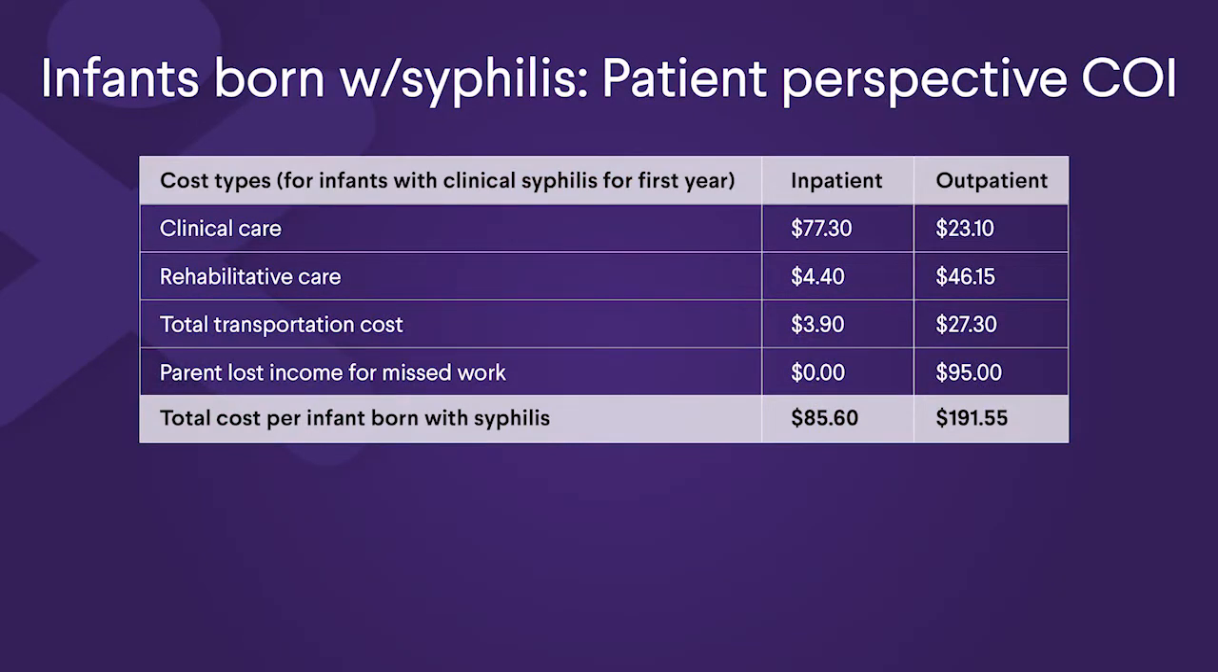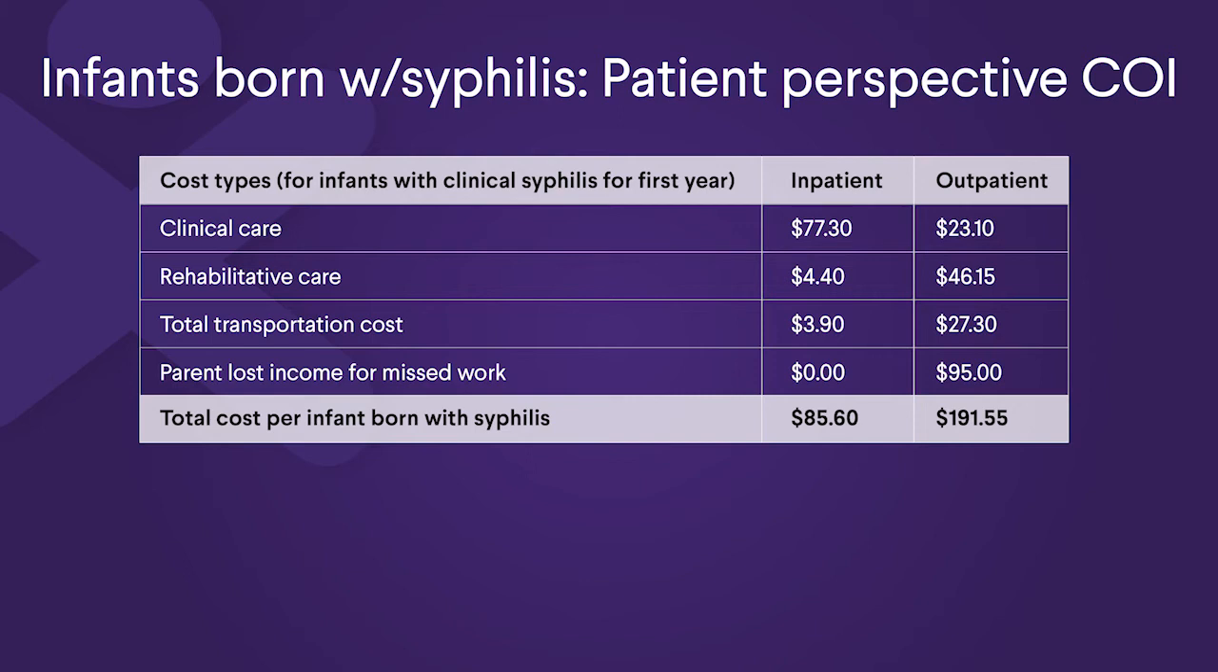So, for an infant born with syphilis, if we look at it from their perspective, there are a number of different types of costs that we may have to include. And these are just some examples. So you could have inpatient and outpatient costs. And you have a number of different types of treatment or care related to that, such as the clinical care that's provided, the rehabilitation care, and transportation costs, especially if we're looking at it from the patient's perspective.